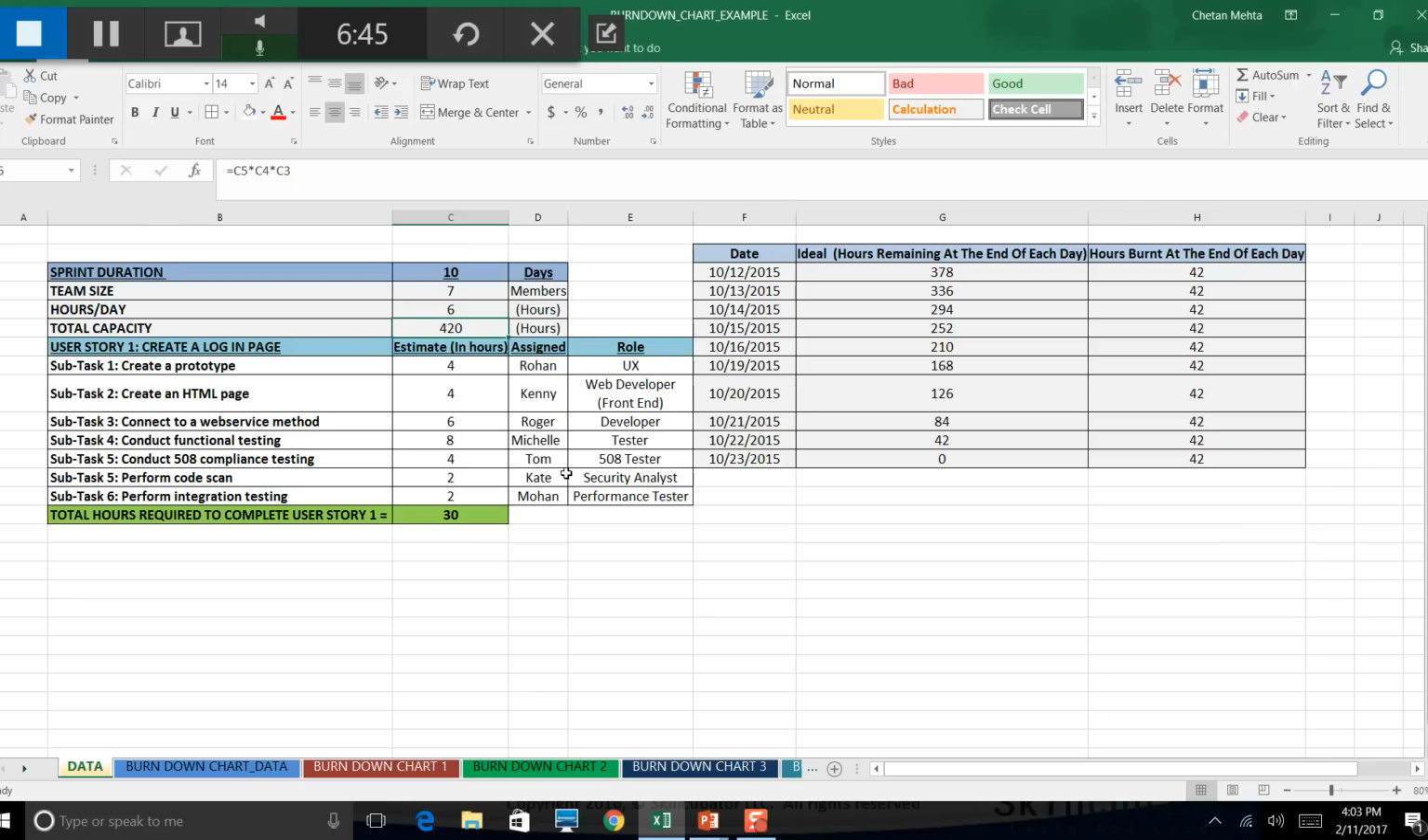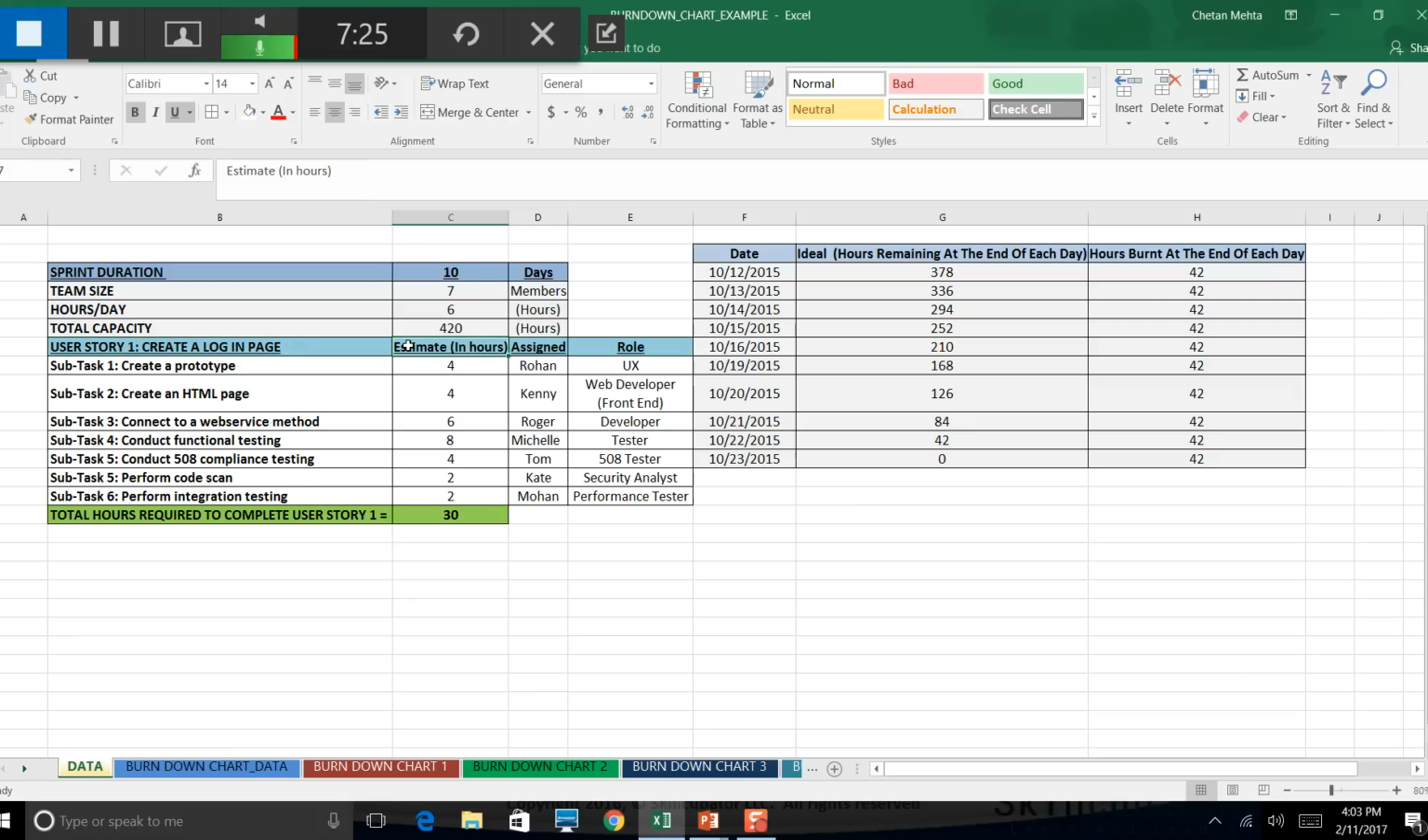Now let's see why we need to look at the team capacity. You must be clear with this concept that in a sprint you pull the work from the backlog, and typically you would have a user story. And when you as a developer or a tester take a look at a user story, you would start breaking it down into small subtasks. So I've just taken one example here. We have one user story which is create a login page.